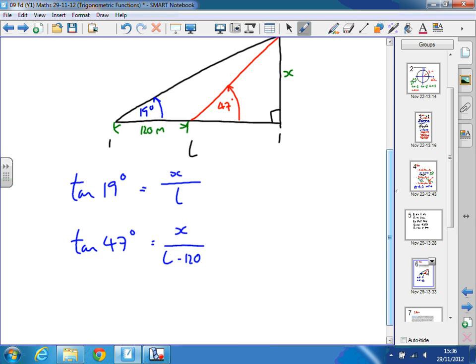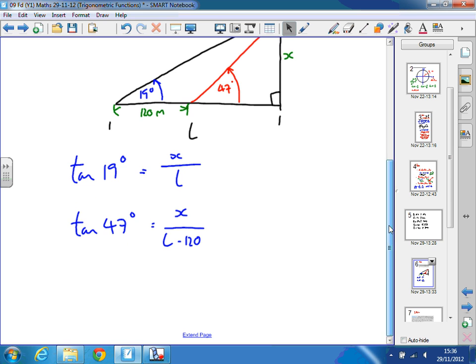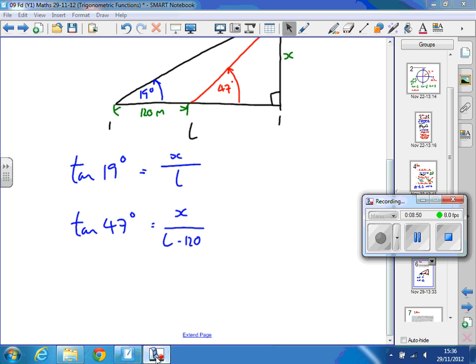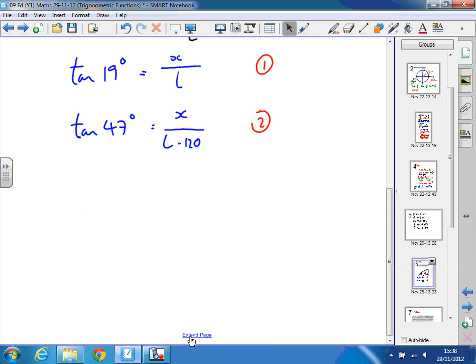How would we proceed from here? If we rearrange equation 1 for L, so we've got L equals something, we can then substitute that term into equation 2, and then we'll only have one unknown, which is x, which is what we're after. Okay? Let's have a look. The idea is I'm going to give you time to have a go at these things.